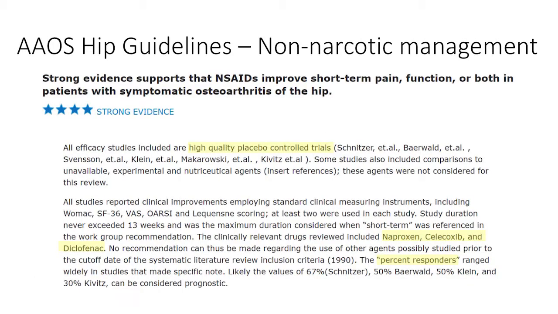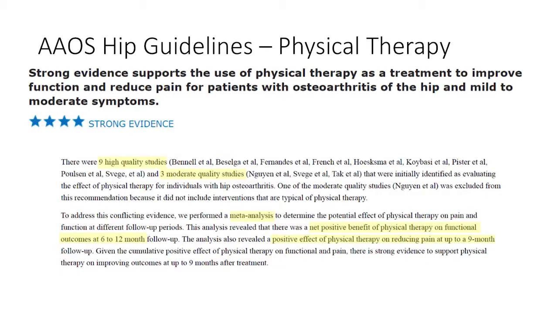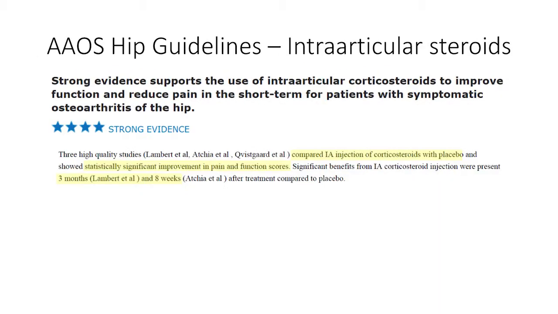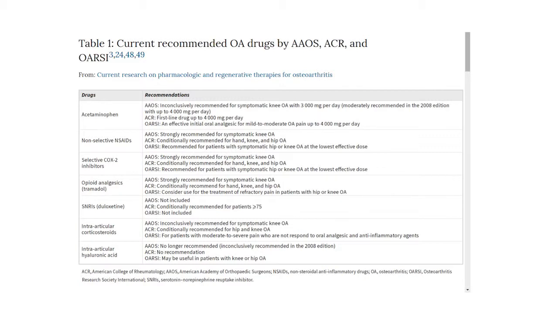So similar to knee, the anti-inflammatories had very strong evidence that they provide very good pain relief and improve the patient's function. Physical therapy, also strong evidence to improve the function, kind of reduce pain. Intraarticular steroids actually in the hip have been found to be incredibly effective. So there's actually good, strong evidence behind that. So these are the different recommendations.